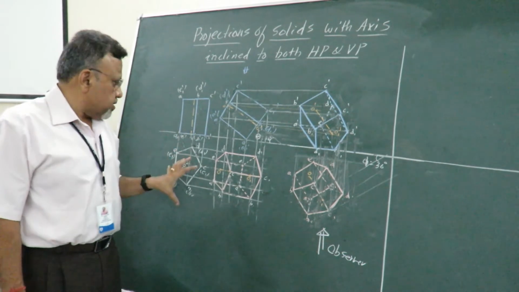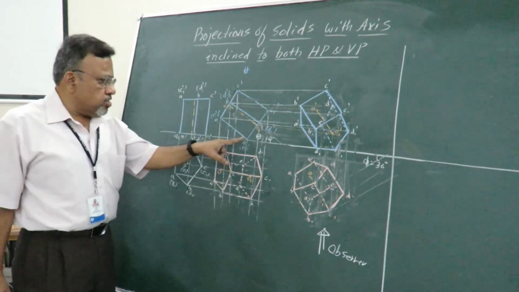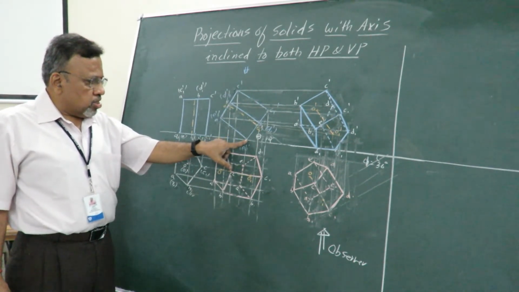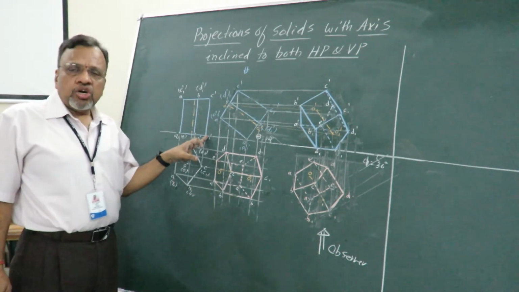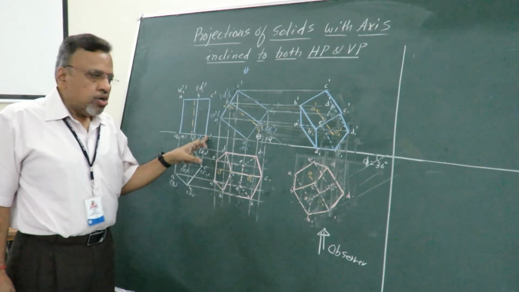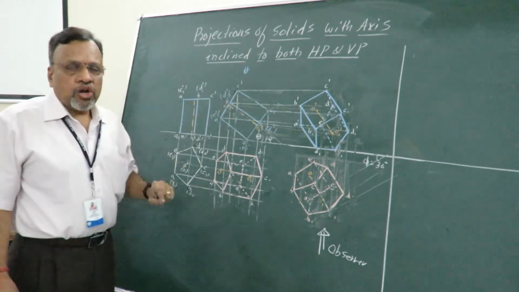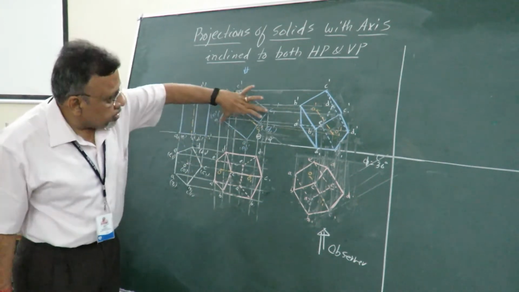Okay, now let us say that in this particular problem, one of the base edges is resting on HP. Now instead of one of the base edges resting on the HP, if I say that one of the corners is resting on HP, then what should you do? I need to draw this figure accordingly. Accordingly means, instead of orienting in this way, I will orient in the other way.